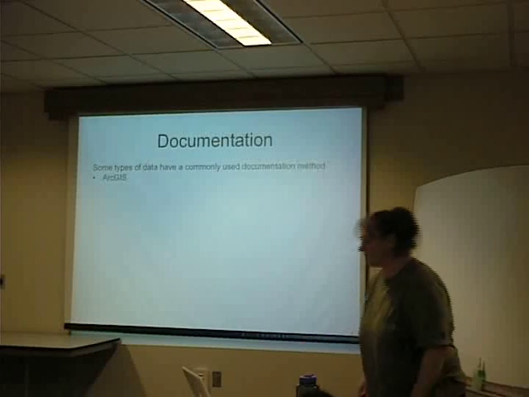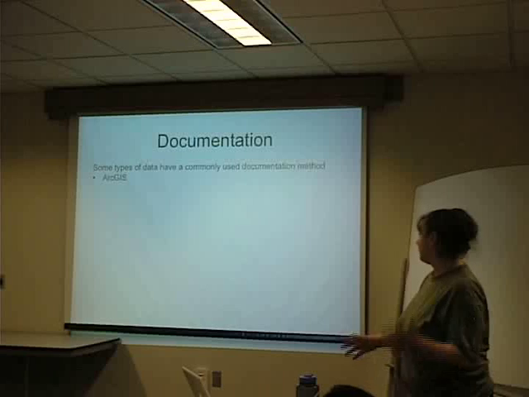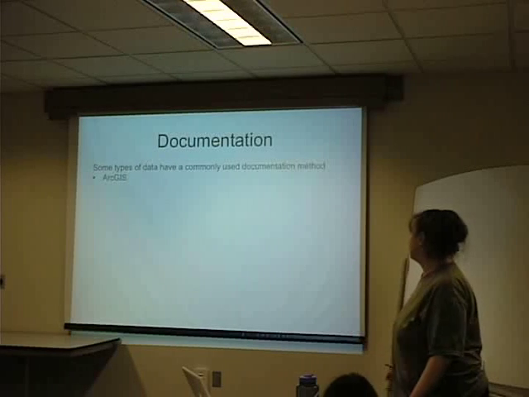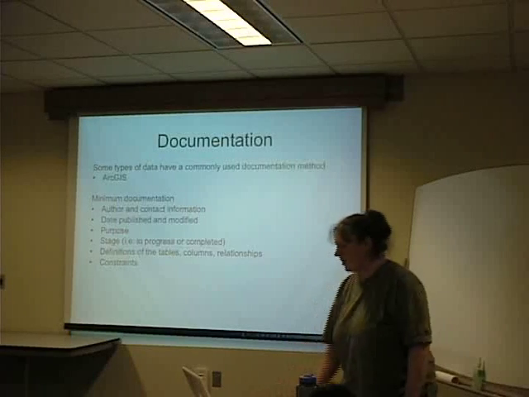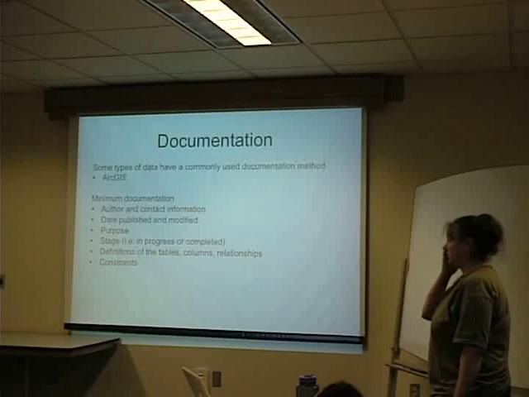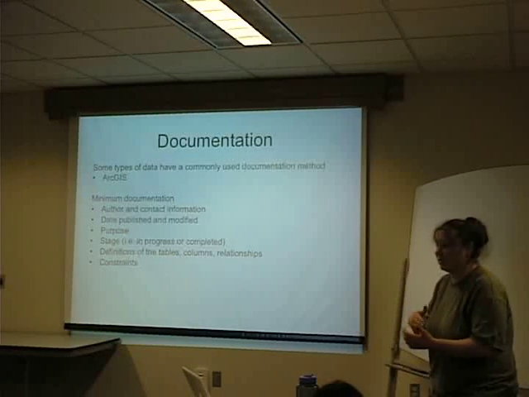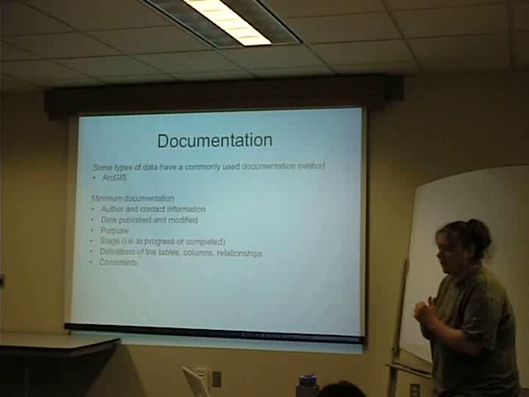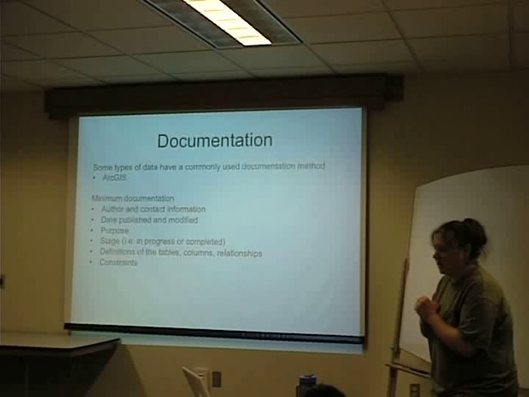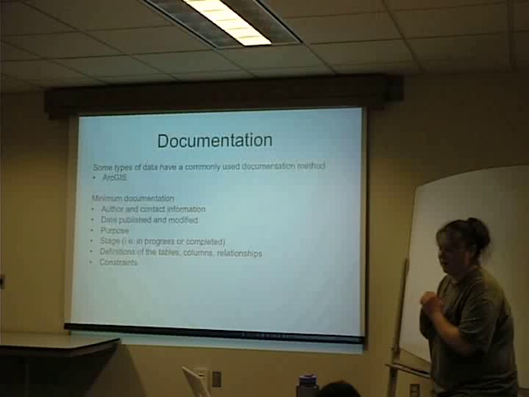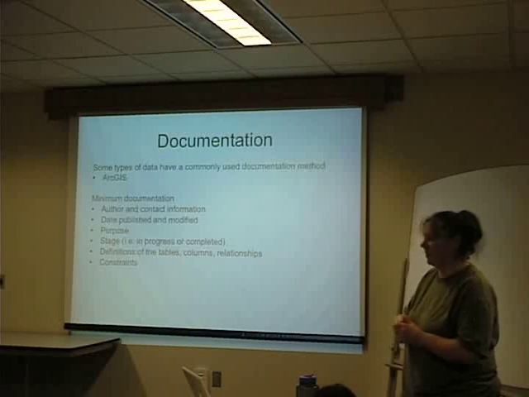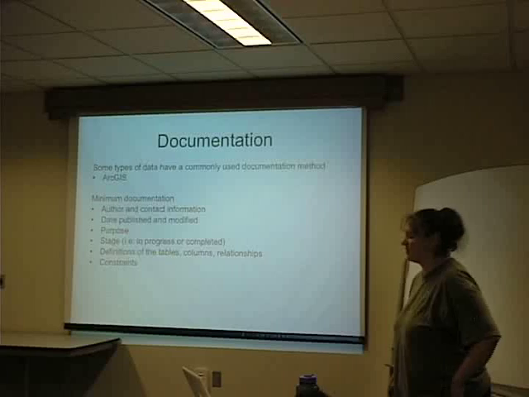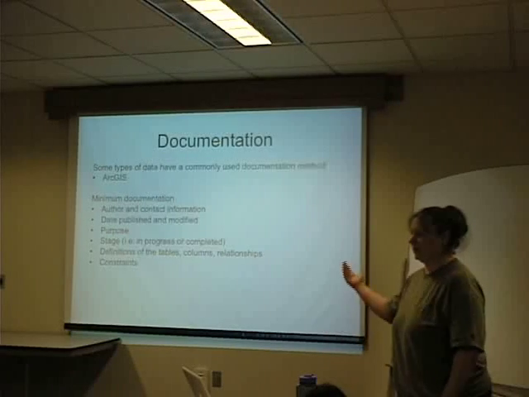Documentation. Some types of commonly used data have a set method. ArcGIS is one of them. I'll kind of show it to you. It's standard metadata that people are supposed to follow. Some of the minimum documentation that I think a person should have is the author and contact information, the date published and modified, and the purpose of your database. Also, the stage is important to know if it's going to be updated or changed. When I download other people's data, it's nice to know if it is actually completed or not. And the definitions of the tables, columns, relationships, and any constraints. This data should not be used for such and such.